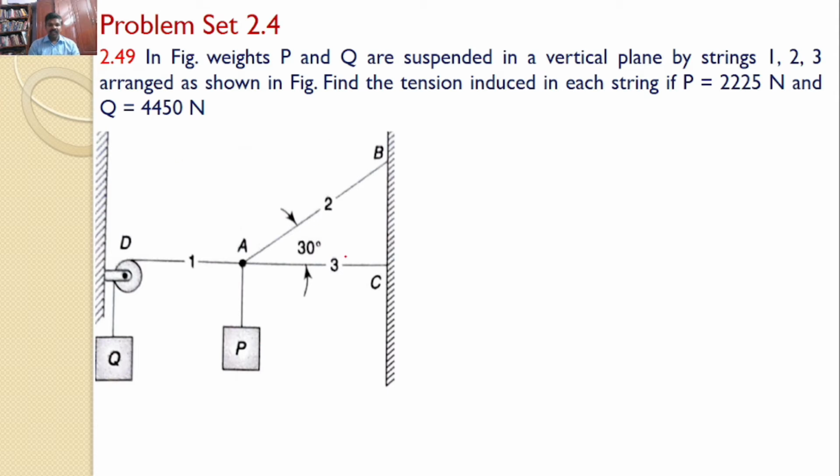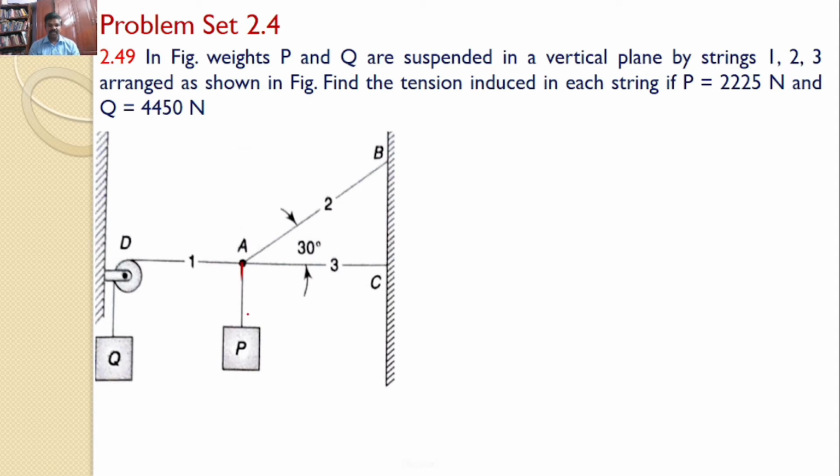That means the system is arranged like this, and P is attached at A and Q is attached on a rope which is passing over the pulley like this. Our interest is to find the tensions in the strings 1, 2, 3. Let us consider the forces acting at A. There are four forces acting at A.